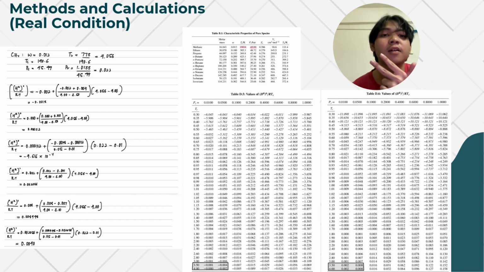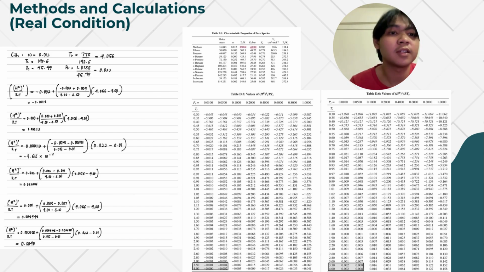TC and PC are very important because we need to find the values for TR and PR using the formulas TR equals T over TC and PR equals P over PC. PC and TC stand for critical pressure and critical temperature. Meanwhile, TR and PR stand for reduced temperature and reduced pressure.